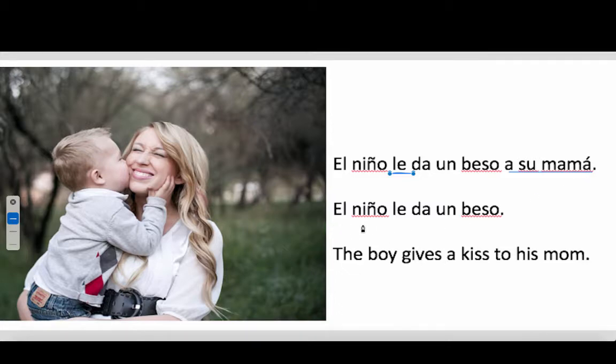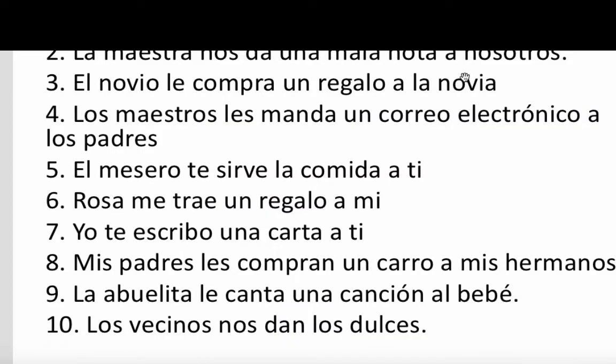In this second example, el niño le da un beso, this will only mean the boy gives her a kiss. In this example, we do not have the clarification phrase or the prepositional phrase at the end, but in third person, the prepositional phrase is always necessary until the indirect object is clarified. Let's find the indirect object and the indirect object pronouns in these examples. Let's start with number 6.